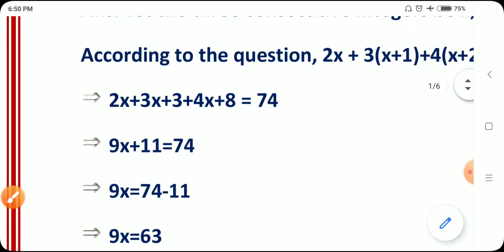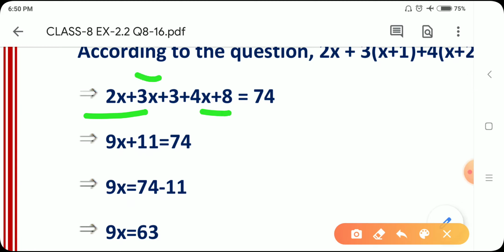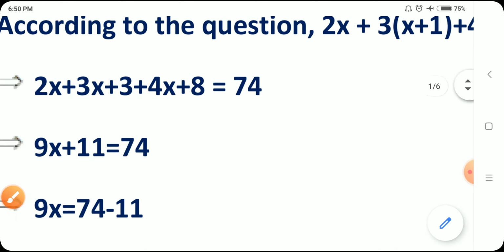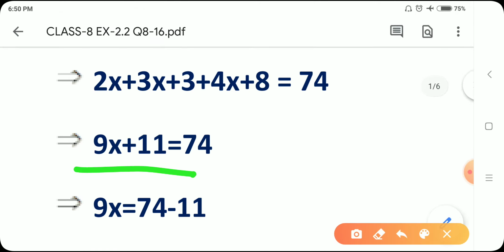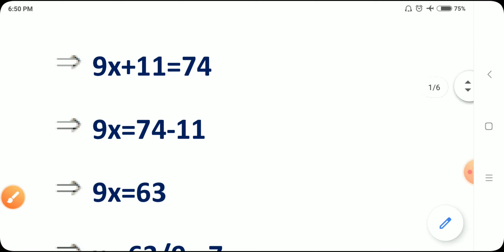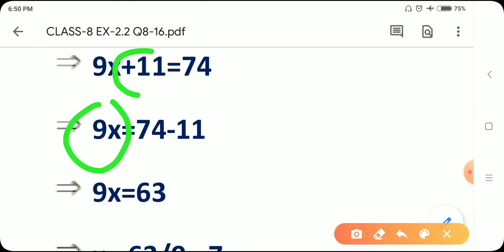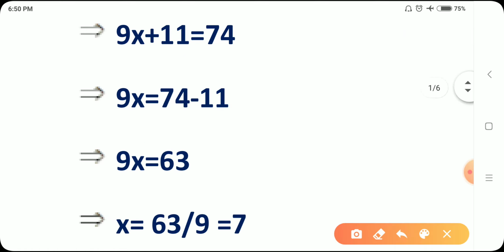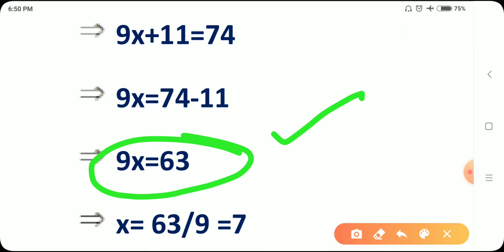Now 2x, 4x and 3x become 9x, and 3 and 8 give 11. So it becomes 9x plus 11 equals 74. The plus 11 goes to the right hand side as minus 11, so 9x equals 63.